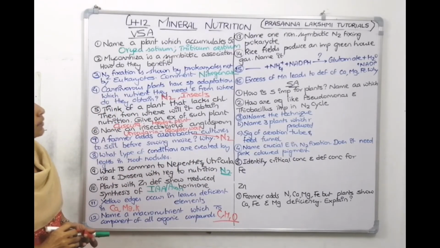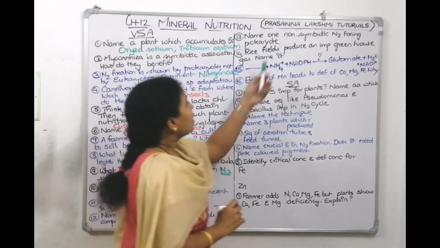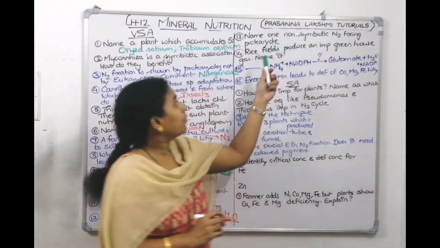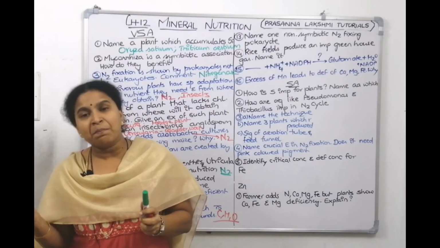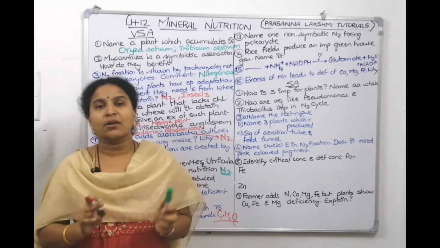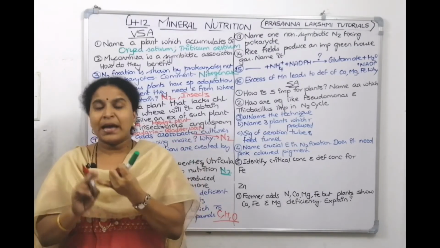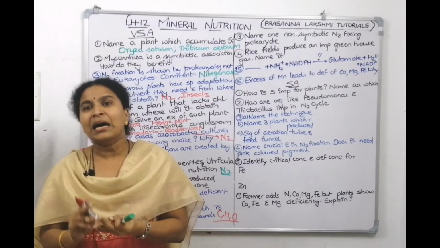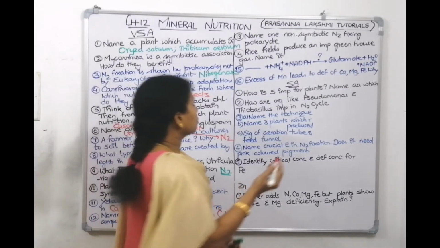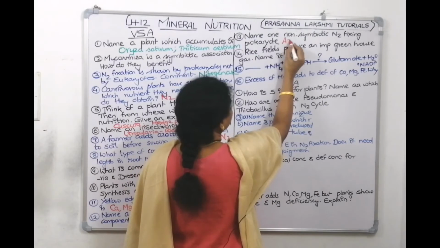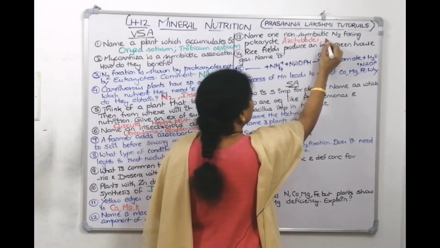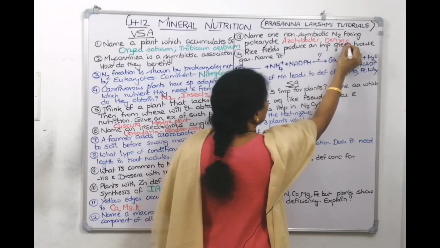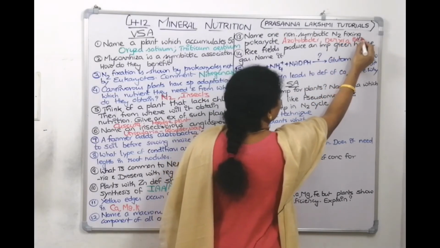Then, 13th question. Name one non-symbiotic nitrogen-fixing prokaryote. Rhizobium comes under symbiotic nitrogen-fixing prokaryote. So, non-symbiotic means Azotobacter, Derxia, Beijerinckia are the examples. So, shall I write down here? Azotobacter is one example. Derxia is another example.